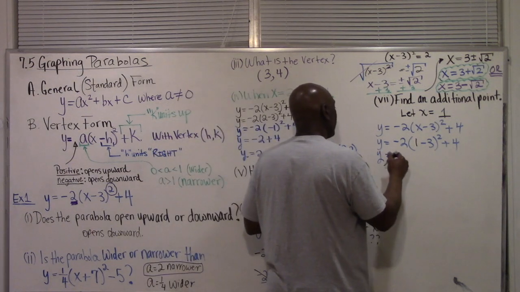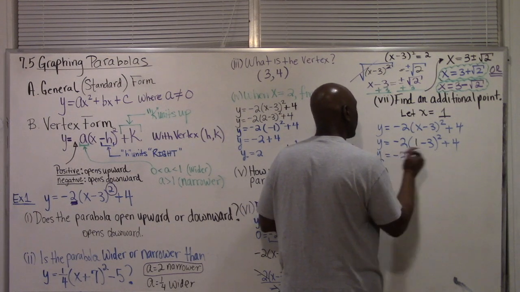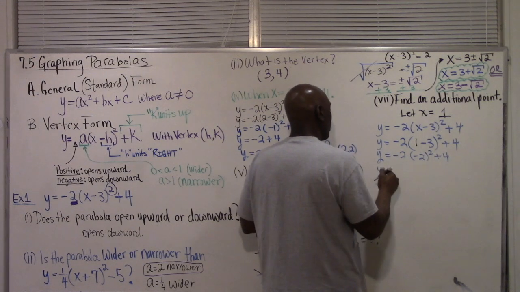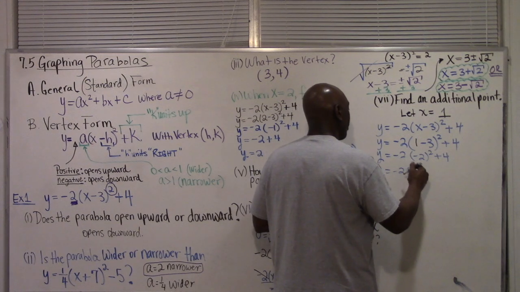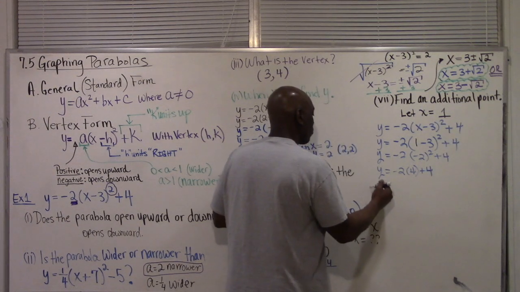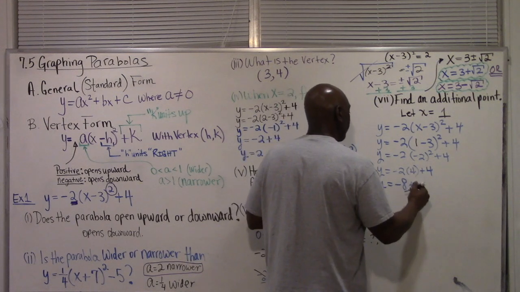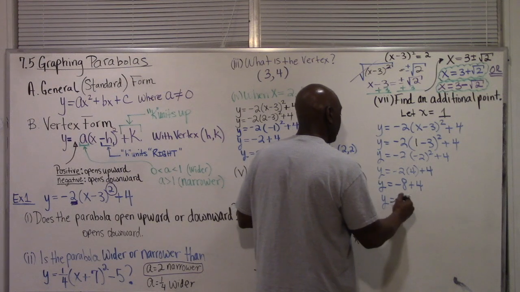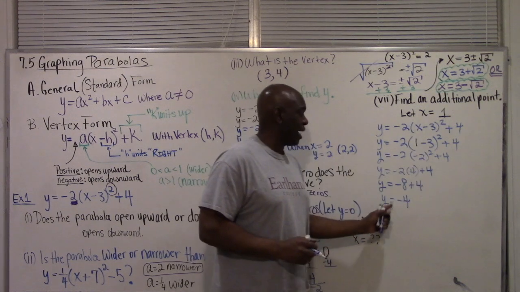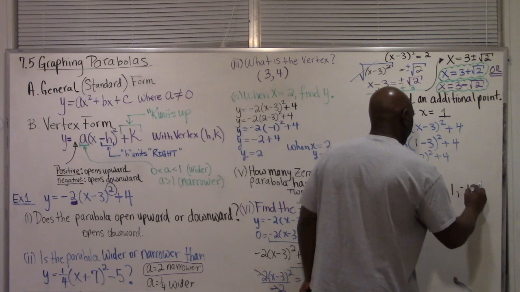And so y is going to equal negative 2 times, what are we going to get there? Negative 2 times (-2)² plus 4. So y is going to equal -2 times 4, because (-2)² is 4, plus 4. And so y equals -8 plus 4, so y equals -4. There you go. So when x is 1, y is -4, and that's the coordinate point. The coordinate point is (1, -4).